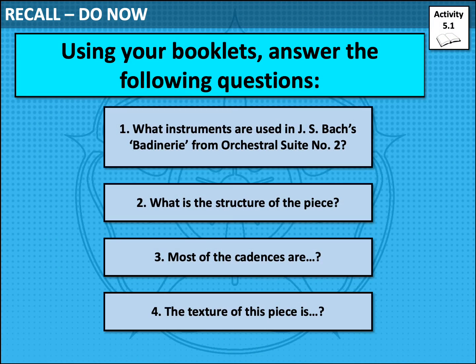To start the lesson, I would like you to answer the following questions, which are Activity 5.1 in your booklet. Tell me about the instruments used in the piece, the structure, the type of cadences most used, and the texture of the piece. Pause here and write down your answers.